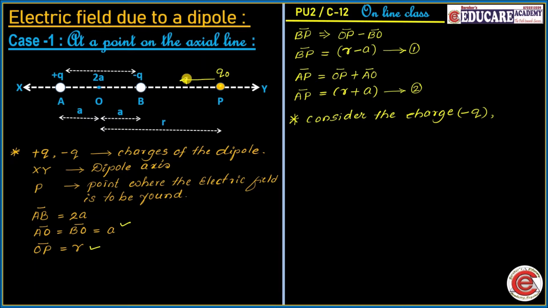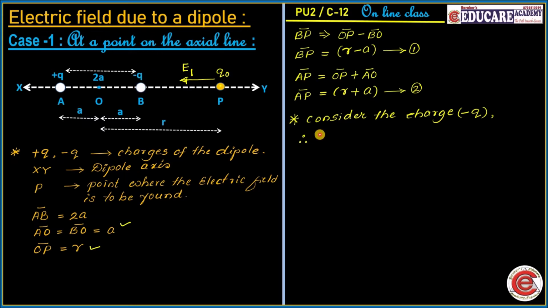Now we know that the direction in which the charge experiences the force, in the same direction there will be the electric field, and hence that electric field is written as E1. So E1 is the electric field at the point P due to the charge minus Q.